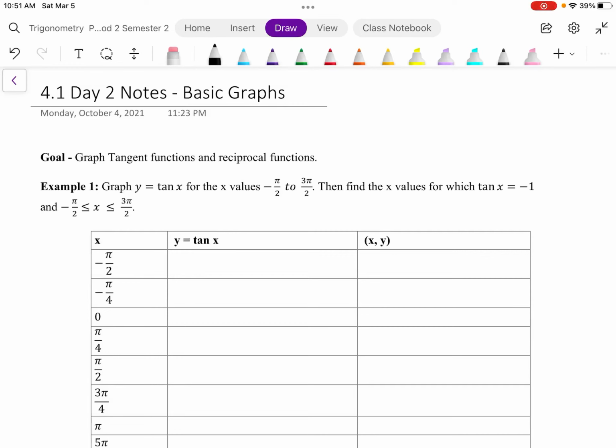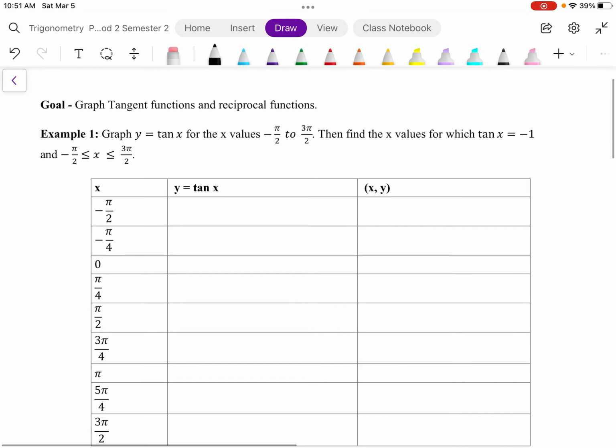4.1 Day 2 notes, we're still going to be working on basic graphs. And today we're going to be adding in tangent and the reciprocal functions. So today we're going to start with a tangent of x for the values of negative pi over 2 to 3 pi over 2. And then we're going to find the x values for which tangent of x equals negative 1 between negative pi over 2 and 3 pi over 2.